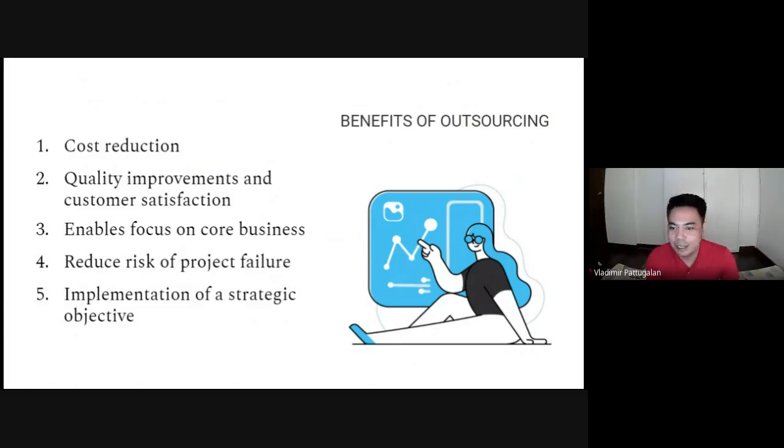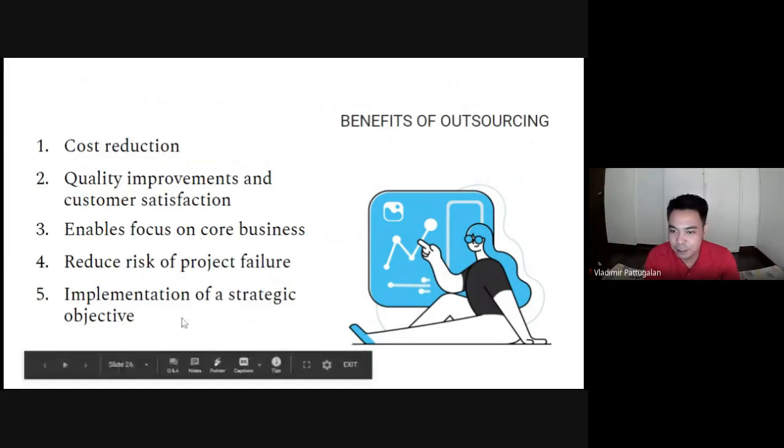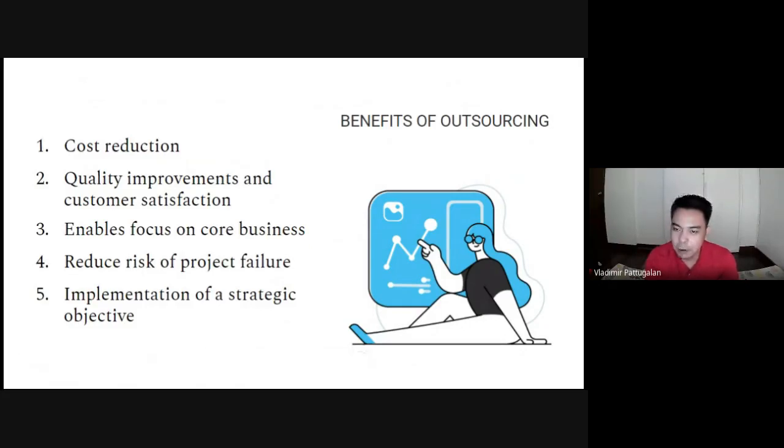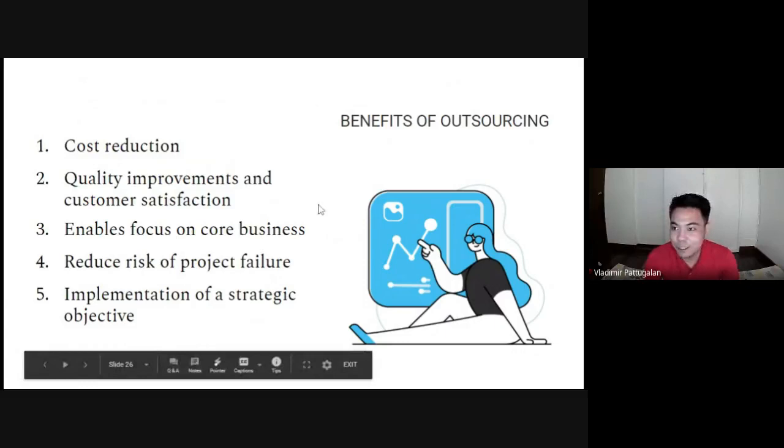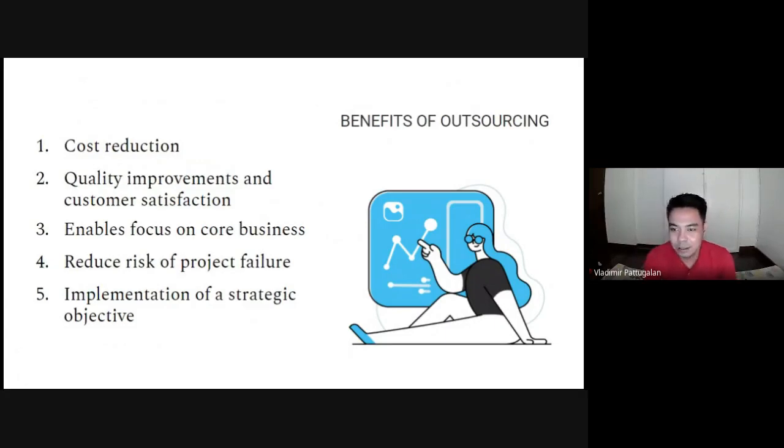And number five is the implementation of a strategic objective. I think overall, since some certain projects or units which the firm does not have an experience in, they can just outsource it and they can focus on what they do best. So I think that's the benefit of outsourcing.